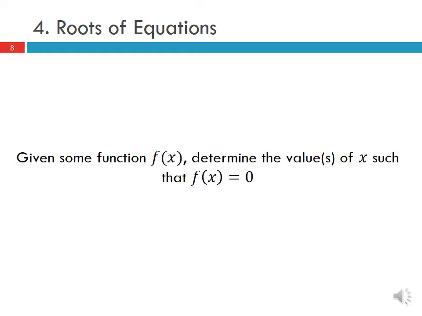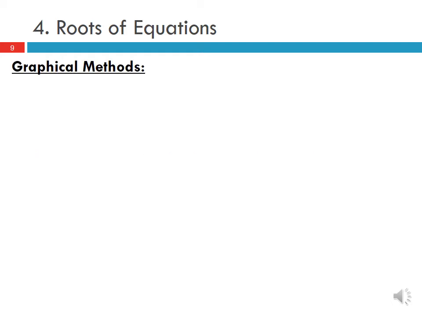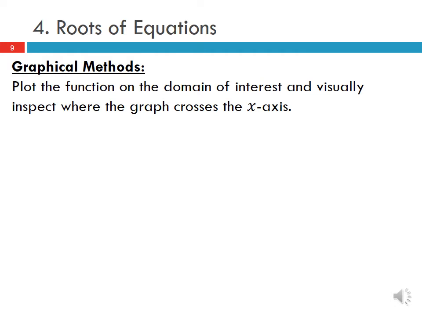So essentially, when we're finding roots of equations, the problem that we want to solve is, given some function f of x, we want to determine the values of x such that f of x is equal to 0. There are lots of ways that we can do this, and one of the simplest approaches is just a graphical method. So we plot the function on the domain of interest and visually inspect where the graph crosses the x-axis. For example, we have this function f on our interval from -1 to 1, and we can see where it crosses the x-axis. So we can find these 3 roots graphically.